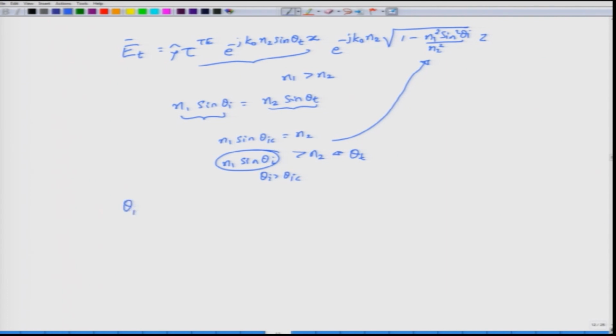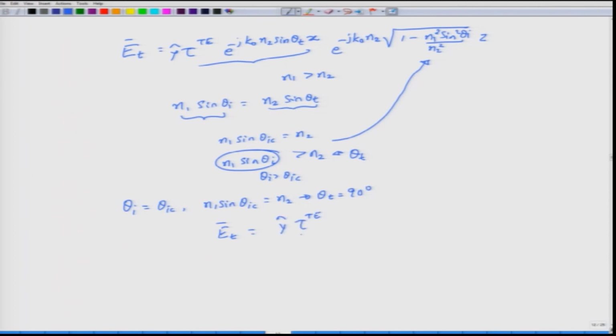So, let us do this. At theta i equals theta ic, n1 sin theta ic will be equal to n2, because theta t would have become 90 degrees and it cannot really go beyond this 90 degrees. So, in that case, the multiplier for z will be 0, the exponential will be equal to 1, and the electric field would be y hat tau te.